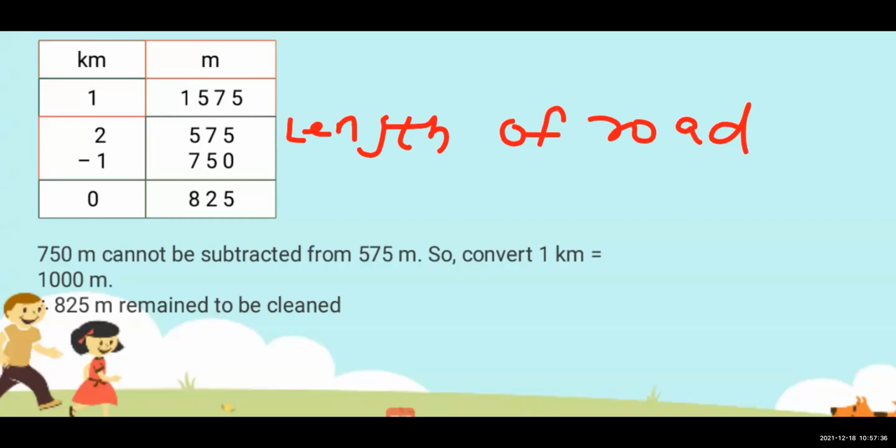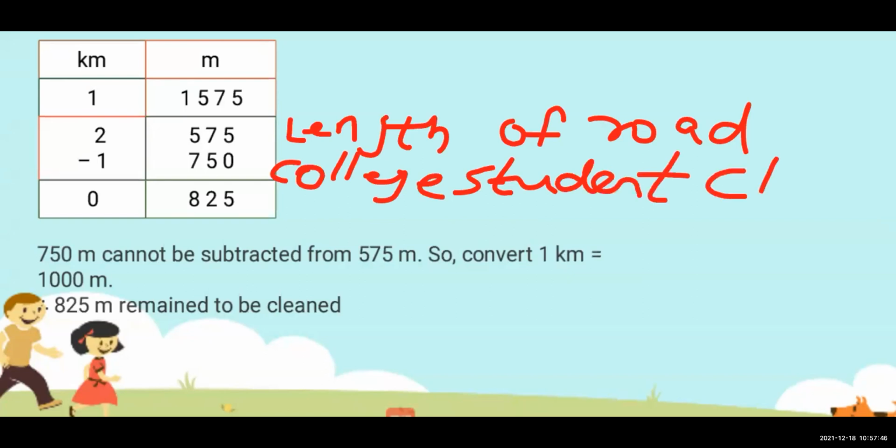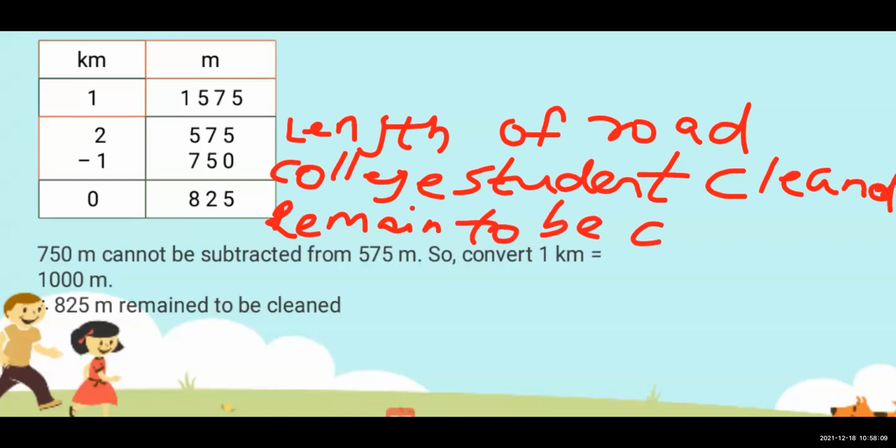Who have cleaned? College student. So we'll write college student clean. How much they clean? They clean 1 kilometer 750 meter. Now what was the last statement? How much remain to be clean? कितना बच गया clean करने के लिए? So we'll write over here in the statement remain to be clean. कितना बच गया clean करने के लिए? That we'll write over here.